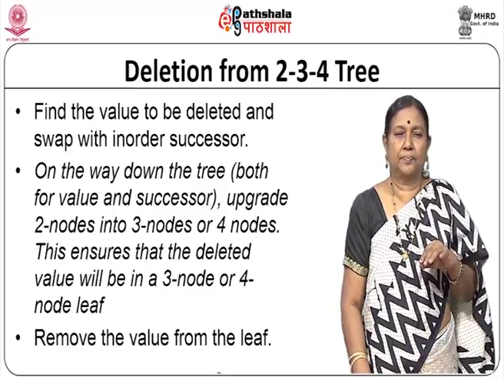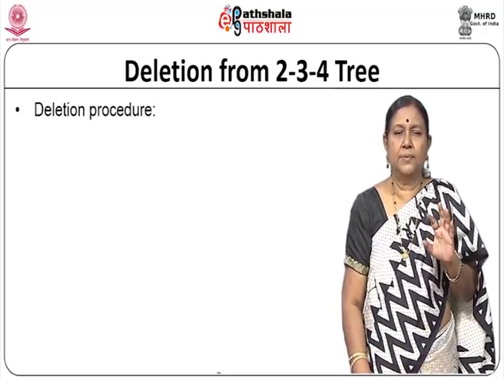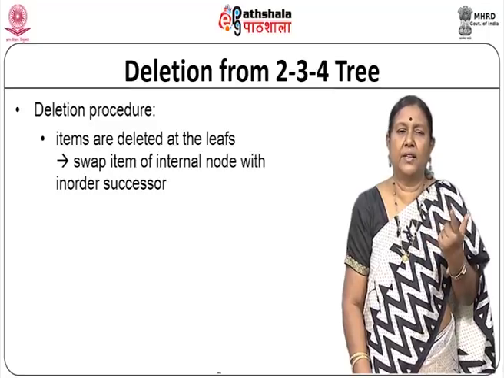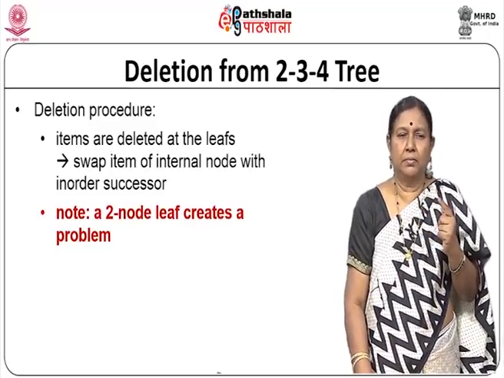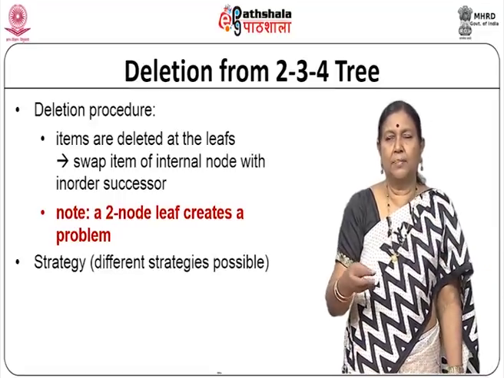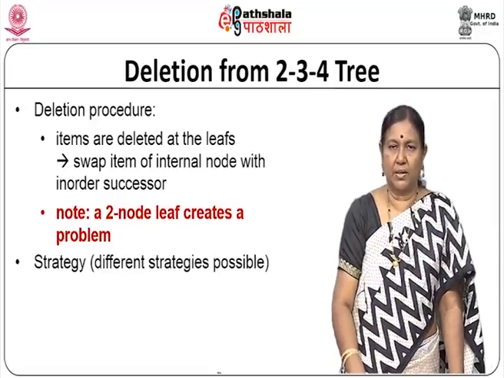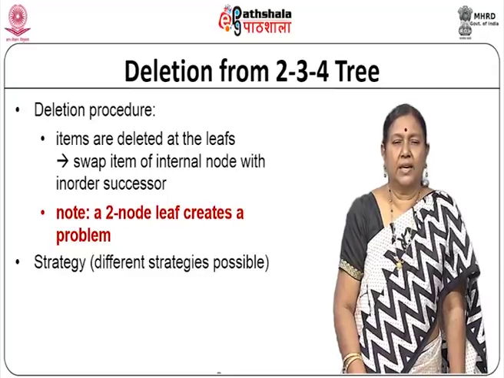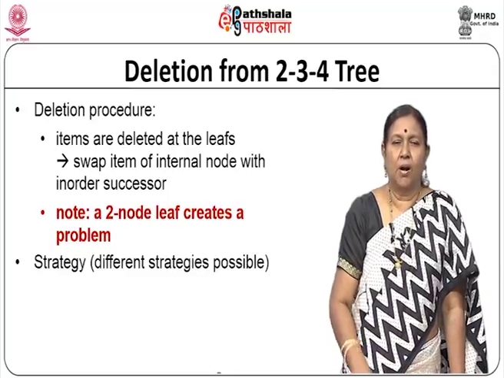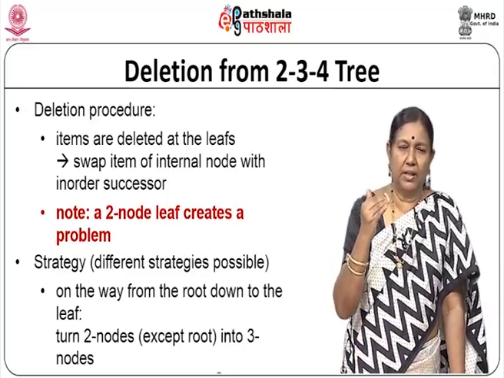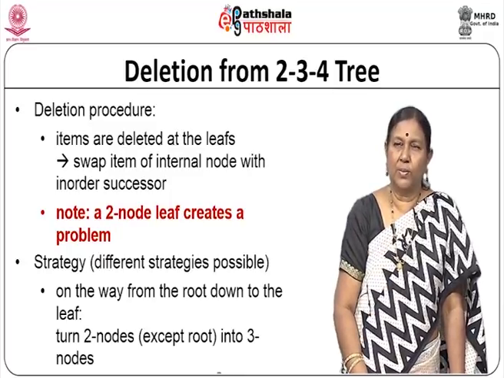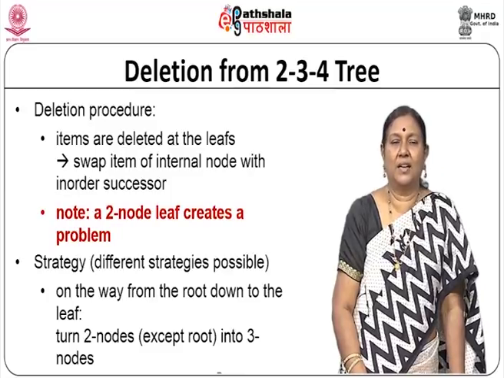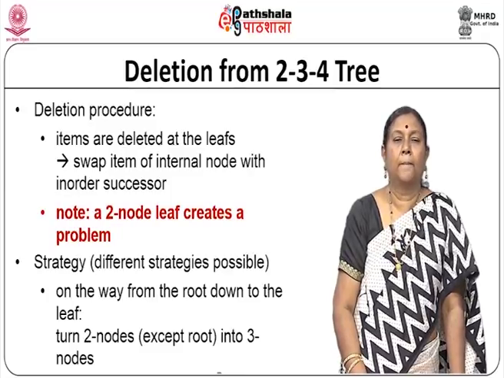So, let us see the procedure. Items are deleted at the leaf, so swap an internal node with its in-order successor. Note a 2 node leaf creates a problem because when you remove something it becomes a 1 node, and there is no concept of a 1 node in a 2, 3, 4 tree. Strategy, different strategies are possible. On the way from the root down to the leaf, turn 2 nodes except the root into a 3 node, so that there is no question of a 2 node being deleted from and becoming invalid.